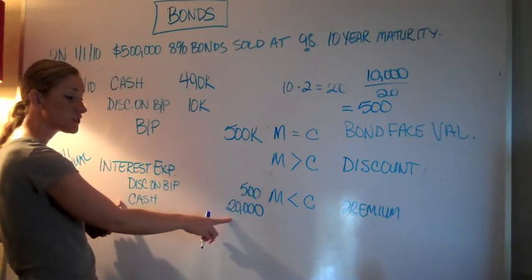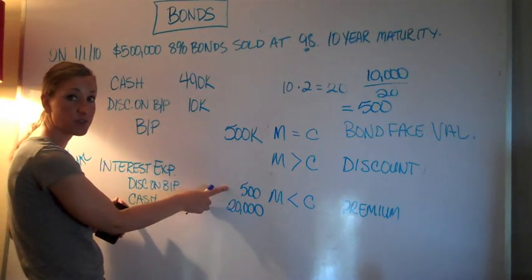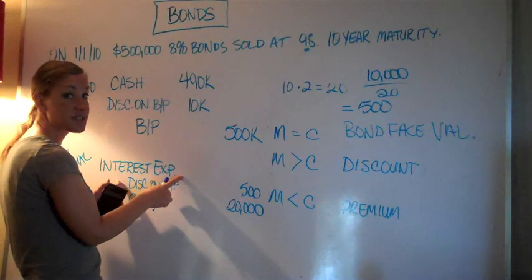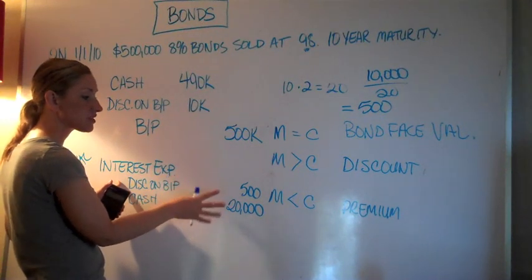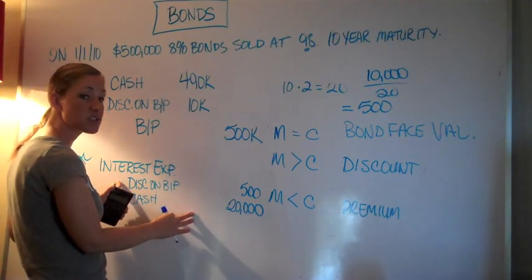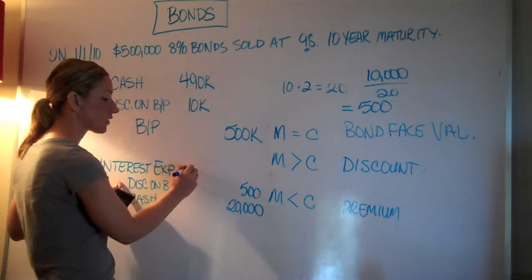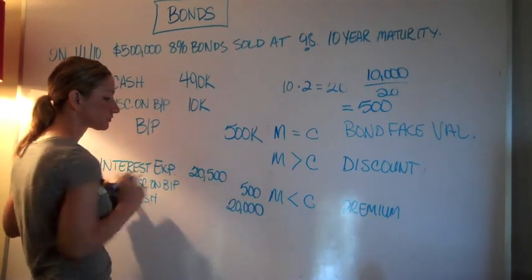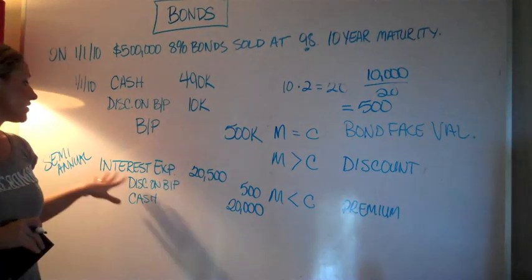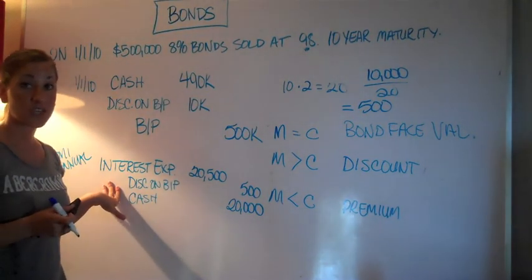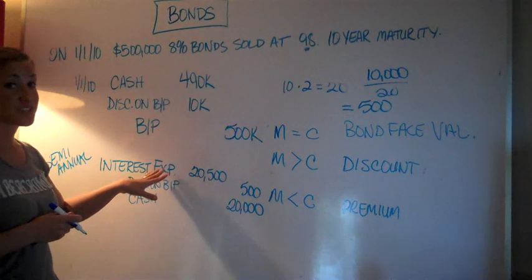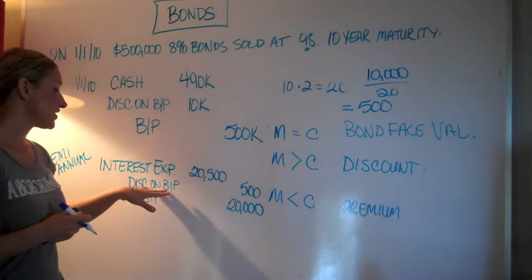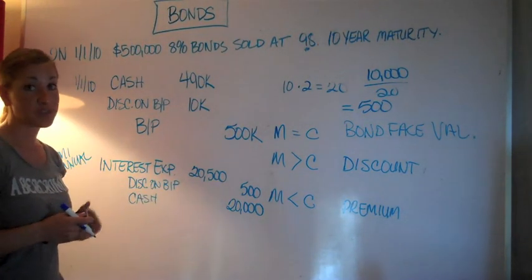Okay, so now we have 2 credits, $20,000 and $500. Our debit to interest expense is going to be the sum of those two, since we want the total of our debits to equal the total of our credits. Okay, so this is what a typical entry would look like if we were doing straight line amortization on the discount for a bond problem.